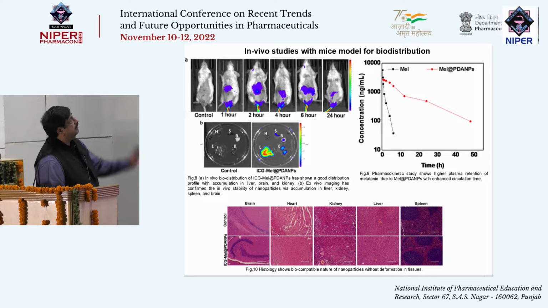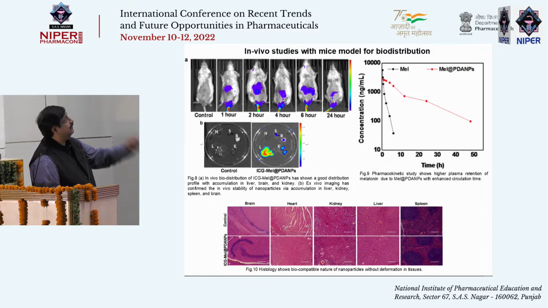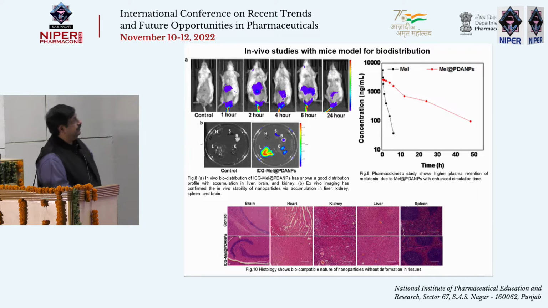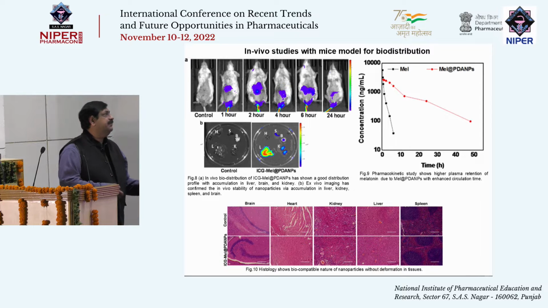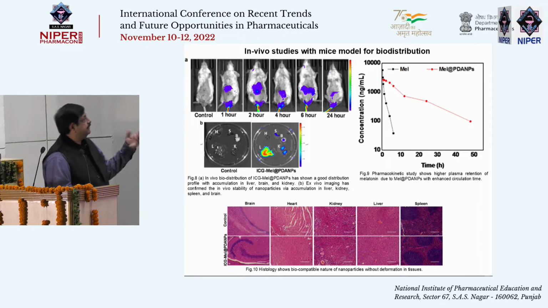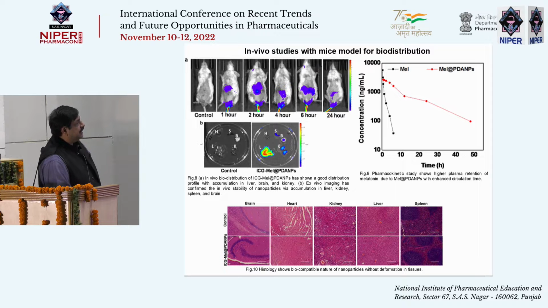Then we did the biodistribution. We could see they are located in the brain, and also accumulated in the liver and the kidney. These are highly metabolic organs, and this may be attributed to the excretion of the nanoparticles. They are highly safe, with no changes in the histology.